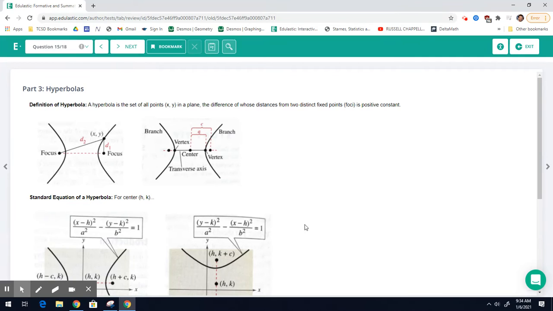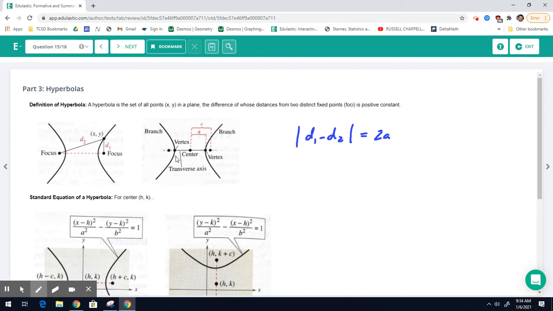Okay, part 3, hyperbola. So by definition, a hyperbola is a set of all points x, y in a plane, the difference of whose distances from two distinct fixed points, which are the foci, is a positive constant. So again, the idea here is the following. If we take the d1 and d2 and we subtract it, now, I'm going to use absolute value symbols like this, because D1 could be bigger, D2 could be bigger, doesn't matter. But when you're doing distance, distance is always positive, so that's why we do the absolute value. This is also going to be equal to 2a.